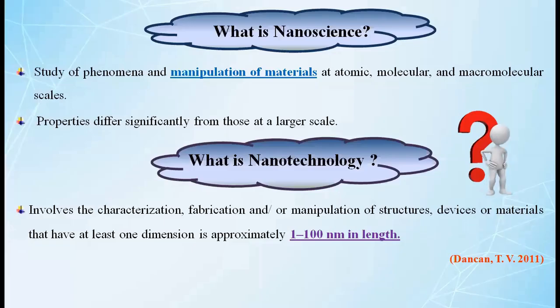Like gold or silver: if we use gold or silver material at large scale, then it has different properties. And if we make it a nanoparticle, then it acts differently. For example, silver acts as an antimicrobial agent when it is at its nanoscale. Nanotechnology is the application of nanoscale science and engineering technology to produce novel materials and devices. It involves the characterization, fabrication, or manipulation of structured devices or materials that have at least one dimension of approximately 200 nanometers in length.